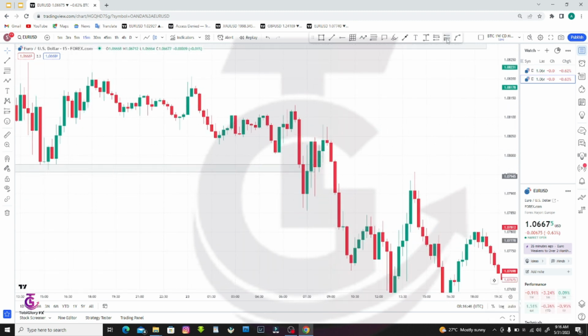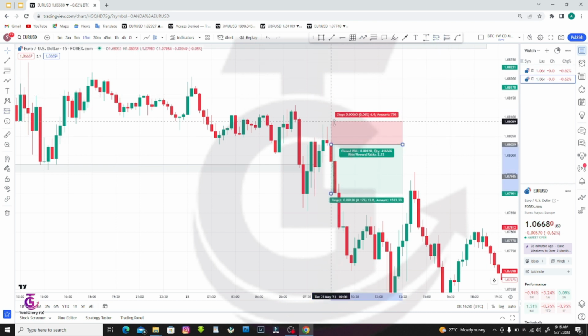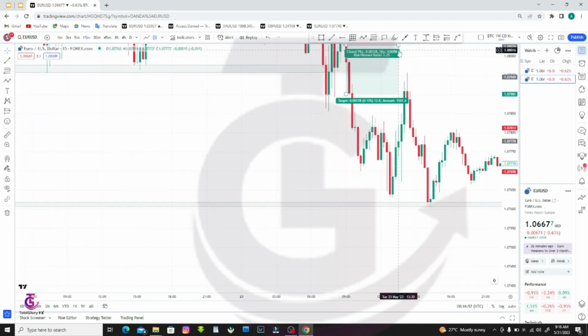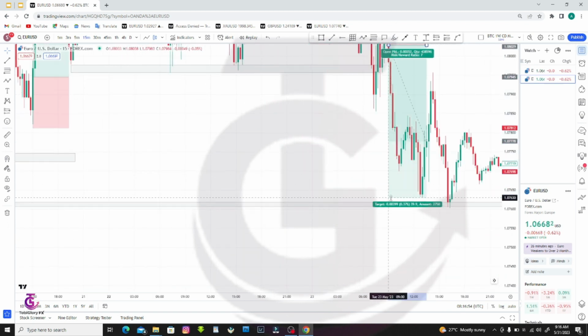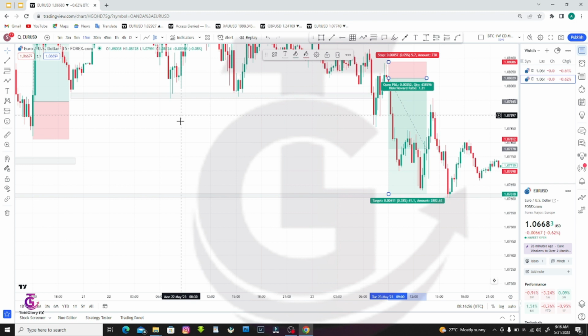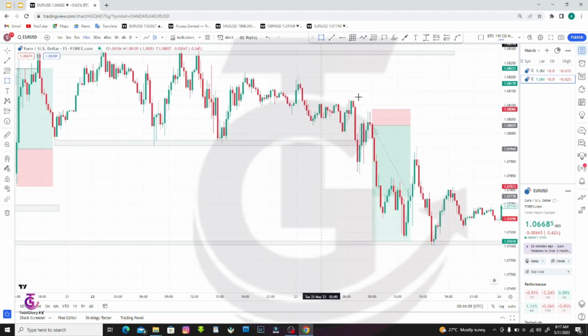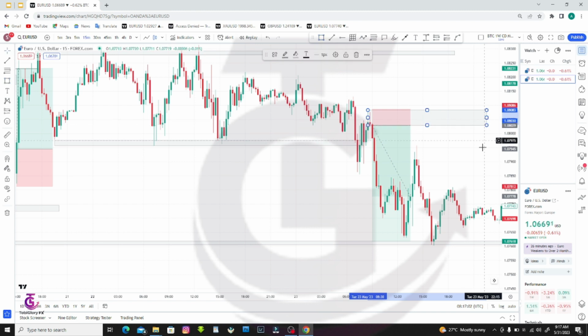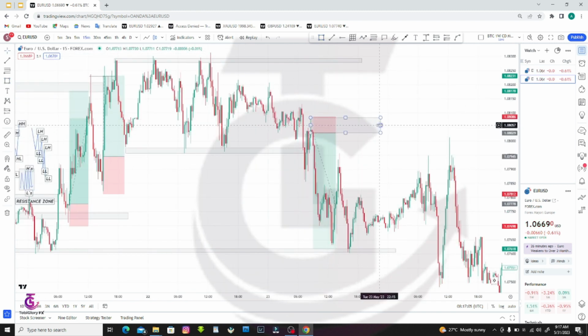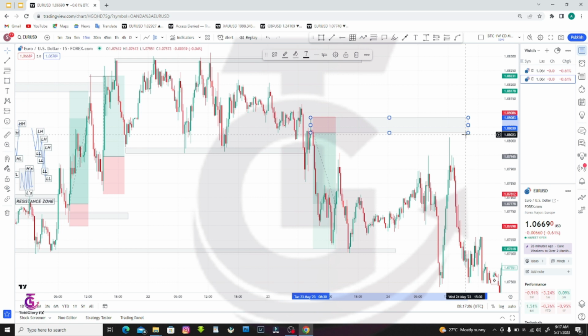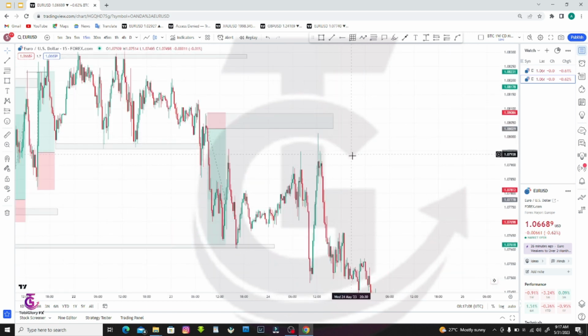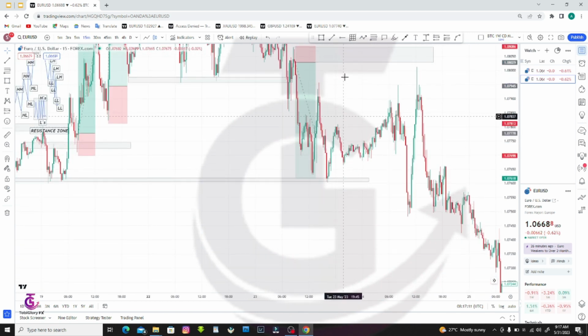Now we sell immediately. We have this confirmation and our stop loss at the back. Then we target the next support zone. Now this support has turned to resistance. We have the resistance right here. And we target the next support.